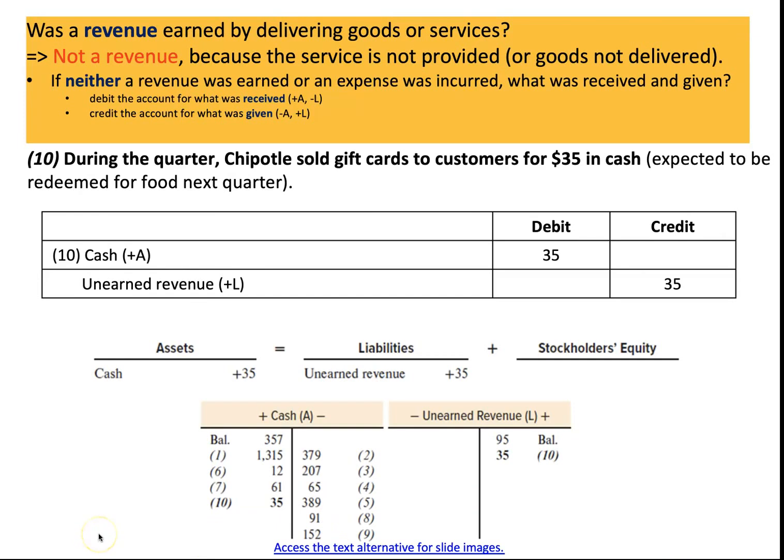Now the second entry is an opposite example. So during the quarter, Chipotle sold gift cards to customers for $35 each in cash.